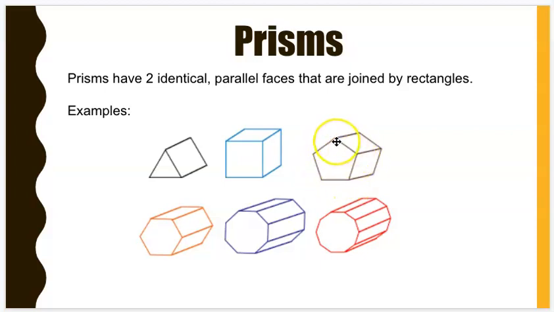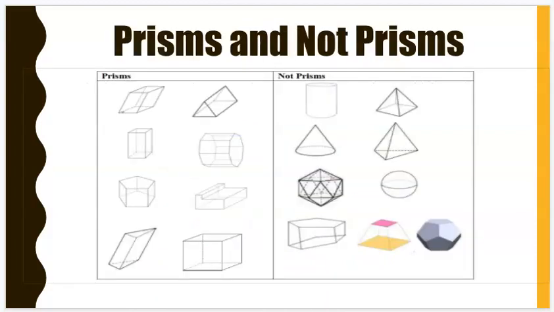This is a pentagonal prism because the bases are pentagons. This is a hexagonal prism. This is an octagonal prism. And this is a decagonal prism. Okay, so you can name those prisms.